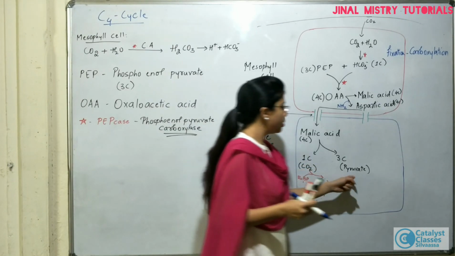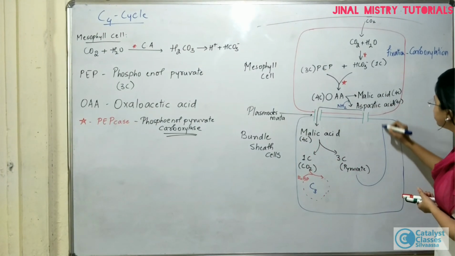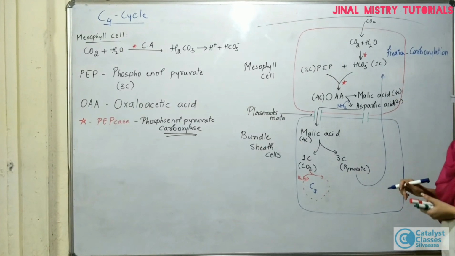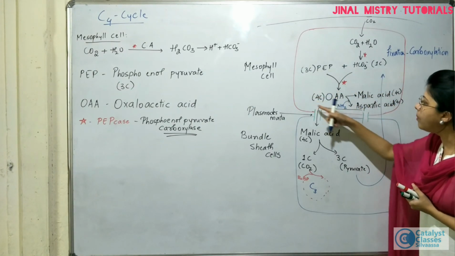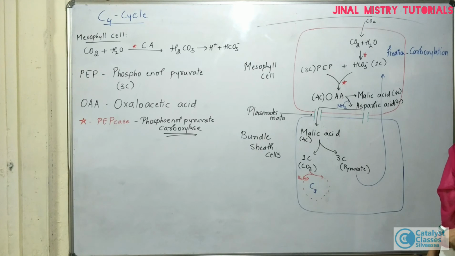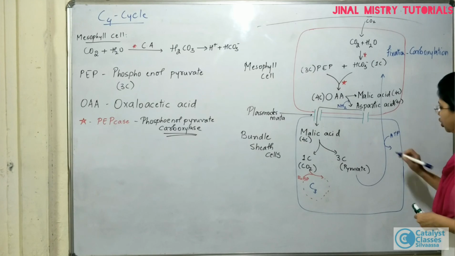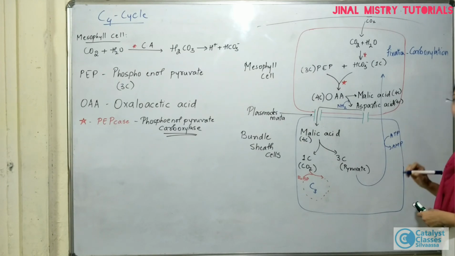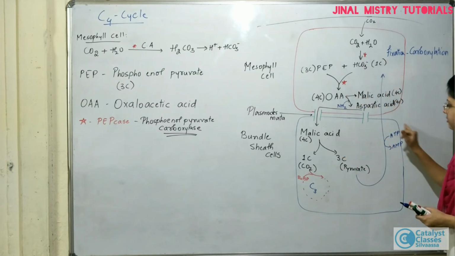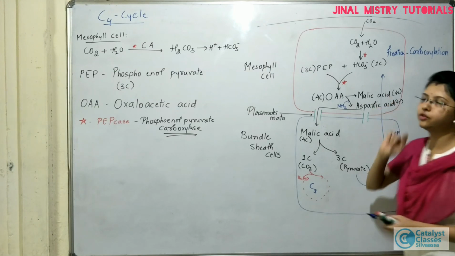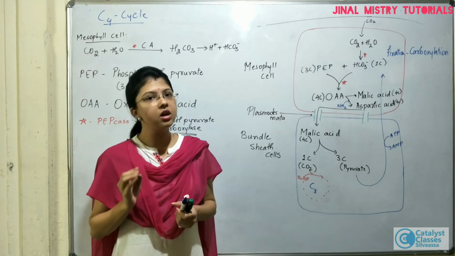The pyruvate formed here in the bundle sheath cell will now be transported back into the mesophyll cell, where it again reacts with bicarbonate to form the next 4-carbon acid, that is oxaloacetic acid. And while it is transported here, ATP will be utilized to form adenosine monophosphate. So it has all the benefits, only one thing: there is energy expenditure for the C4 plants. The C4 cycle is a bit expensive as compared to the C3 cycle.